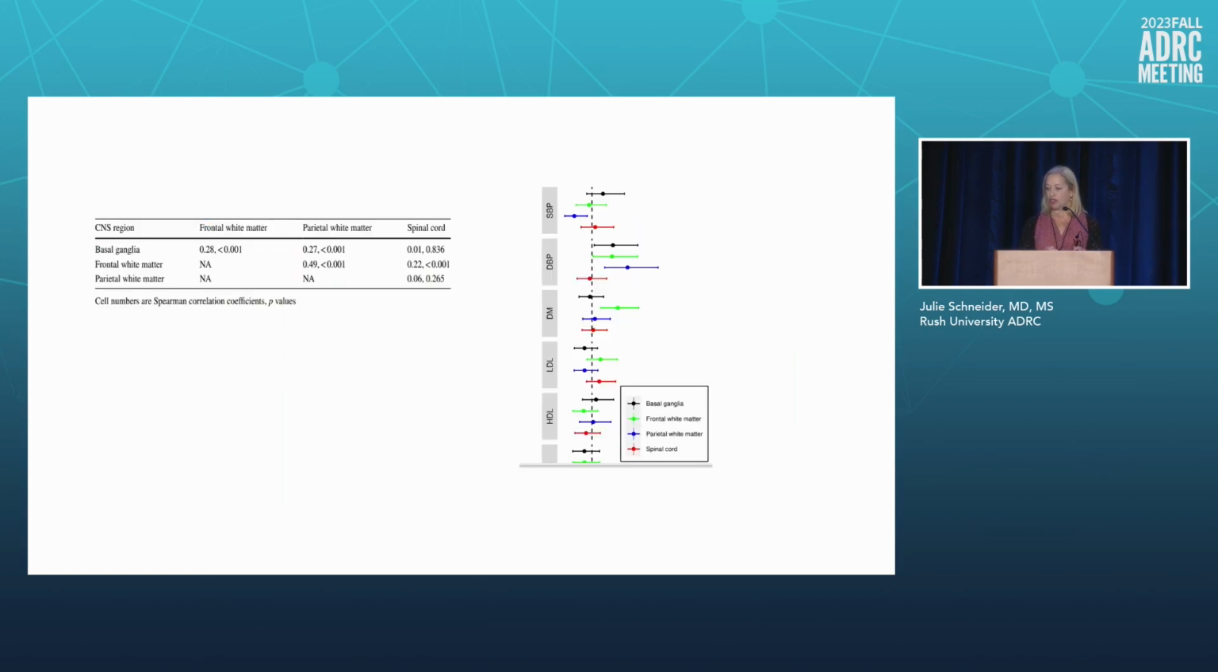First of all, I also want to show that they're all highly related to each other. It's not as if they're isolated. If you have bad arteriolar sclerosis, you often have it in these other regions too. So you can see here the correlations: they're high, but they're not the same, right? 0.28 for basal ganglia and frontal white matter, 0.27 with parietal, 0.49 for parietal and frontal white matter. And you can see with spinal cord, it's even less, just with the frontal white matter.